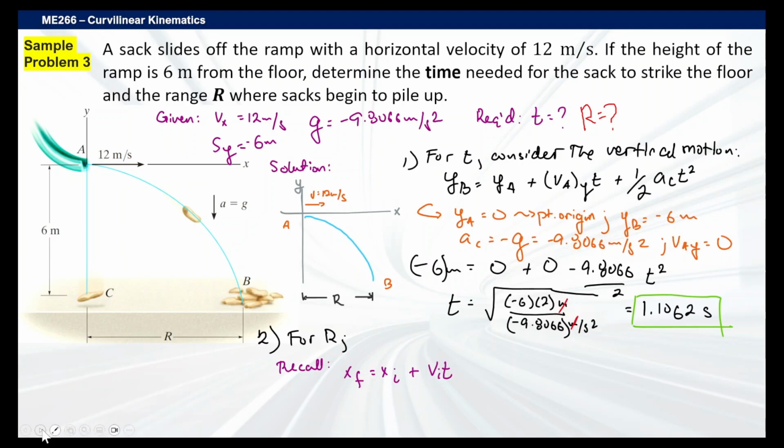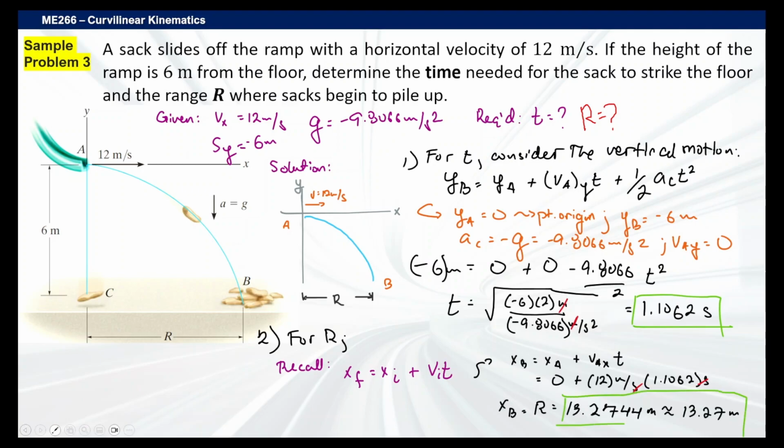Okay? For me, again, it's a matter of labeling. I believe I relabeled it. So if you want to be strict about your labeling, we use xB equals xA plus vAx t, basically, para to avoid confusion lang naman. So substituting everything, we will find out xB, which is our R, which is 13.2744 meters, or 13.27 meters.